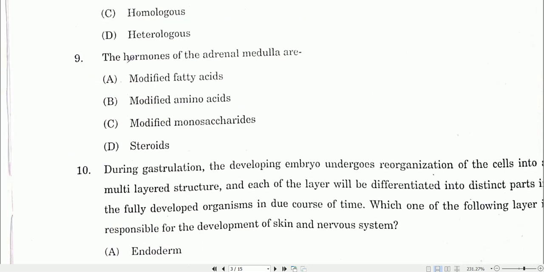Coming to question number 9. The hormones of adrenal medulla are modified amino acids. So option B will be the correct one.